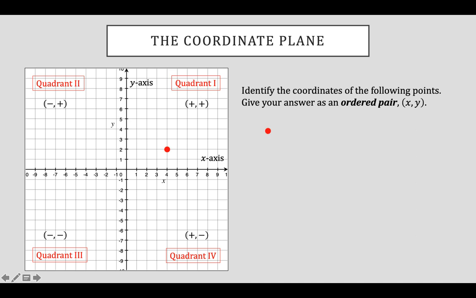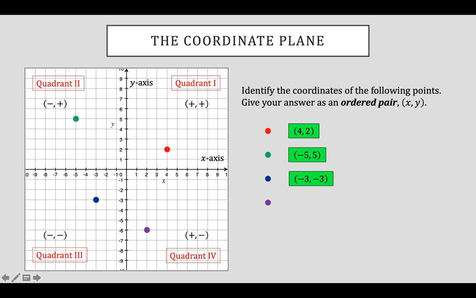So let's start with our red dot here. It moves 4 units to the right and 2 units up from the origin. That leaves us with the ordered pair (4, 2). The green dot, notice we move 5 units to the left and 5 units up. This leaves us with the ordered pair (-5, 5). The next one, we move 3 units to the left and 3 units down. Our ordered pair will be (-3, -3).